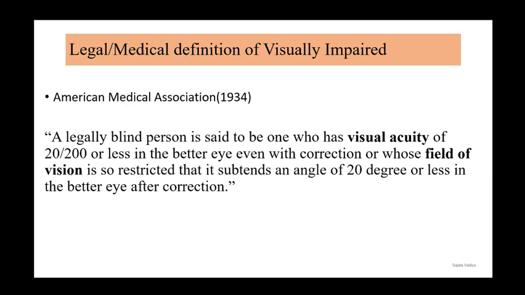Let us understand the definition of a visually impaired child medically or legally, which was given by the American Medical Association in 1934. A legally blind person is said to be one who has visual acuity of 20 by 200 or less in the better eye even with correction, or whose field of vision is so restricted that it subtends an angle of 20 degrees or less in the better eye even after correction.